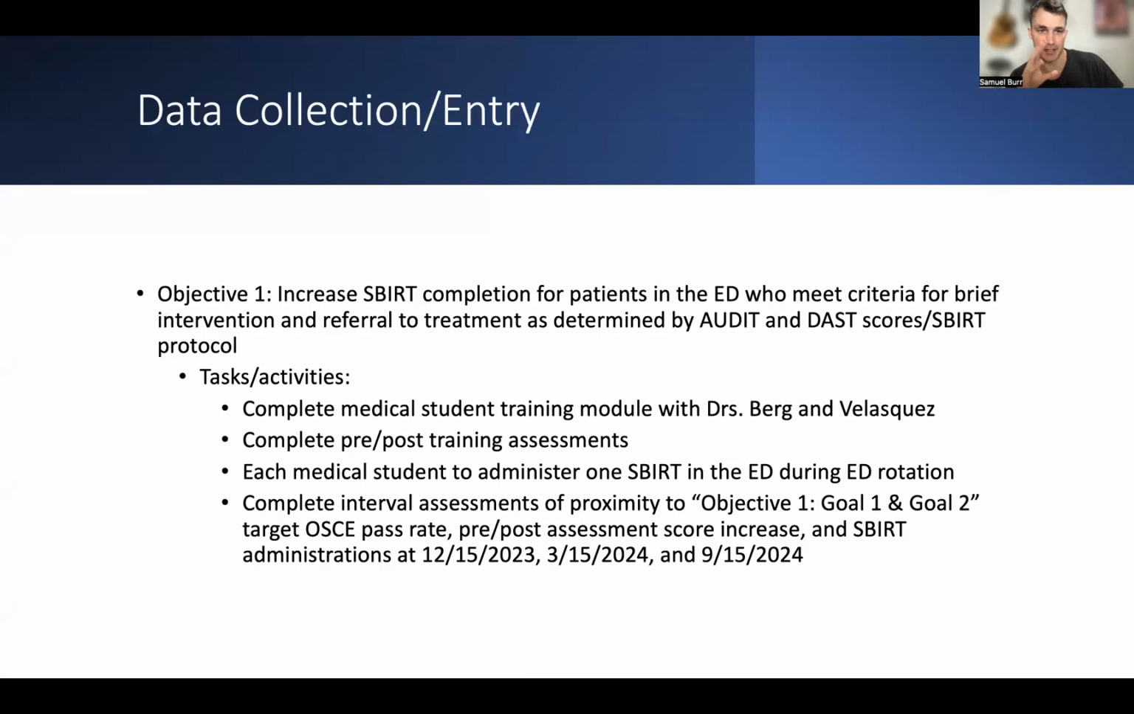As far as the data collection and entry, the relevant tasks and activities there will be the training module with Drs. Berg and Velasquez, the pre and post training assessments, the OSCE itself, and the medical student administration of the SBIRT in the ED.